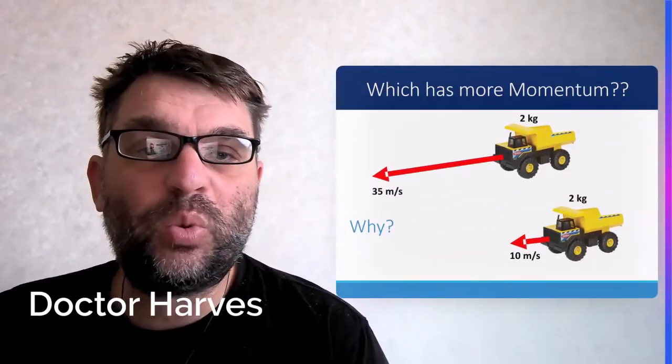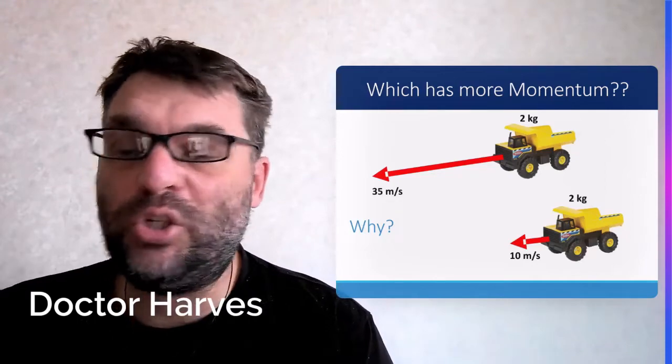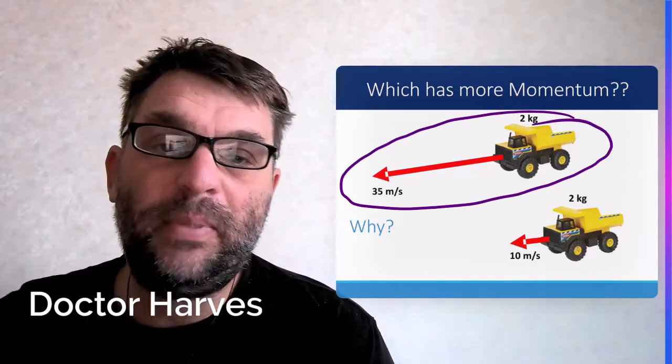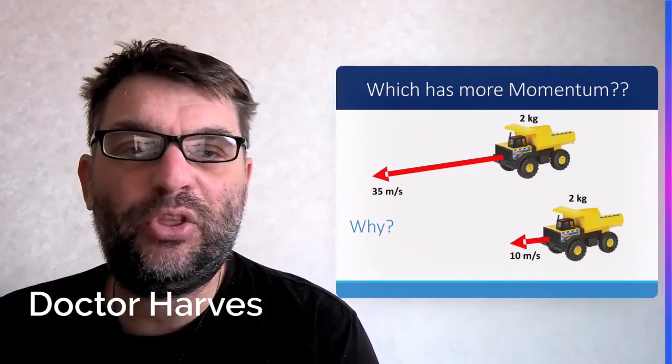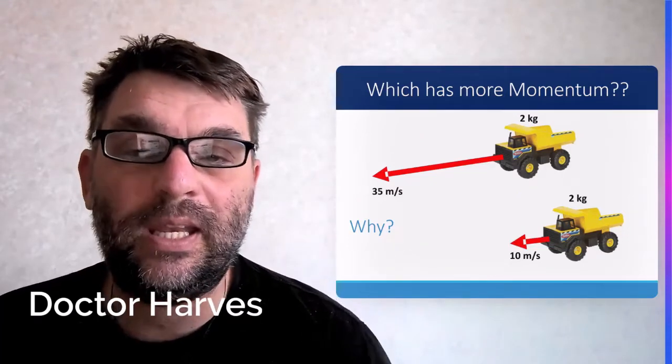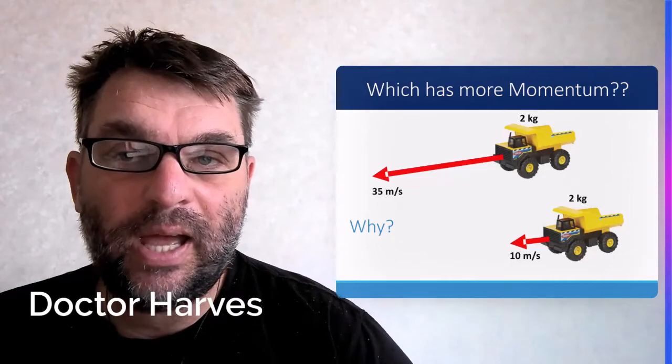In this example here, which one has more momentum? It's going to be, again, the top one because it has more velocity. Okay, 35 compared to 10, even though the masses are the same.